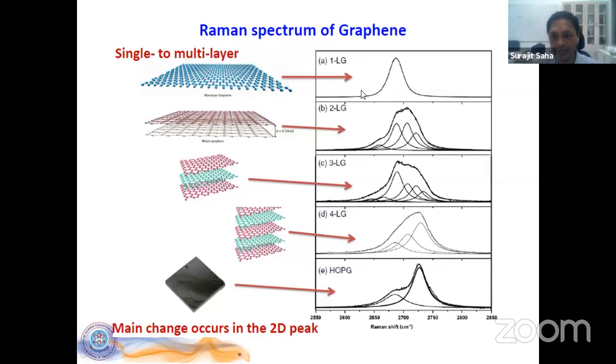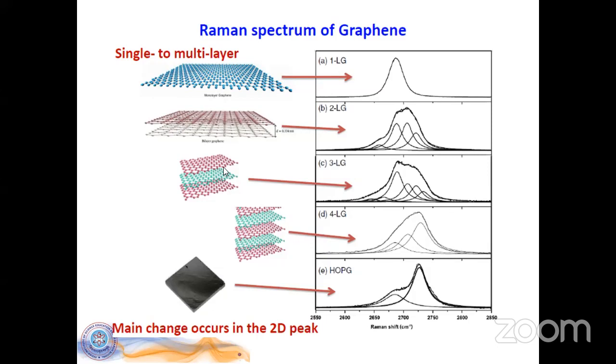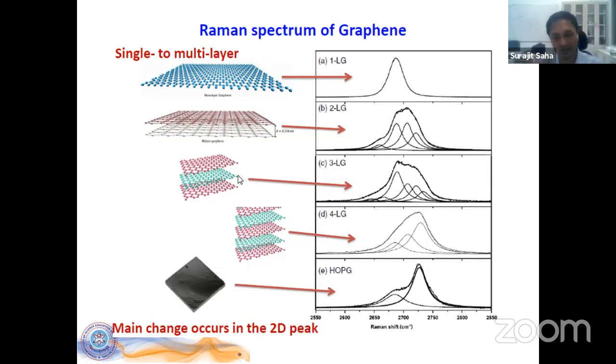Now, as one goes from a single layer to multi-layer or even very thick layer graphene, one will see that the 2D peak evolves in terms of the spectral shape. So it goes from one single feature to a four feature spectral shape, and then six, and then it basically goes to another spectral shape, and then very thick, the HOPG has only two peaks. So basically what I'm trying to say is that Raman is a very sensitive and very important tool, sensitive to the number of layers that your graphene sample has. And it can tell very accurately how many layers one has.